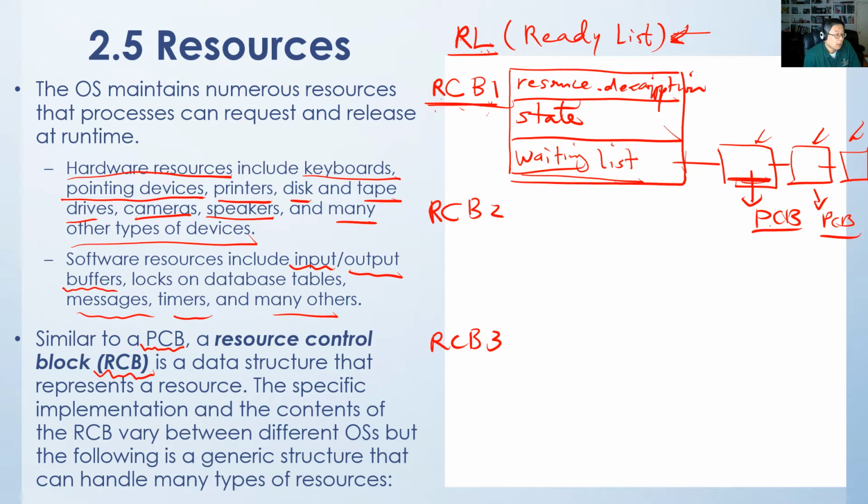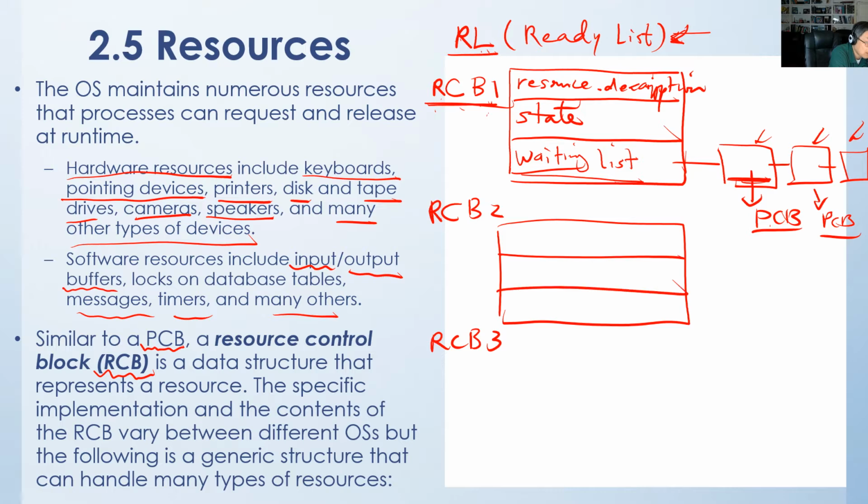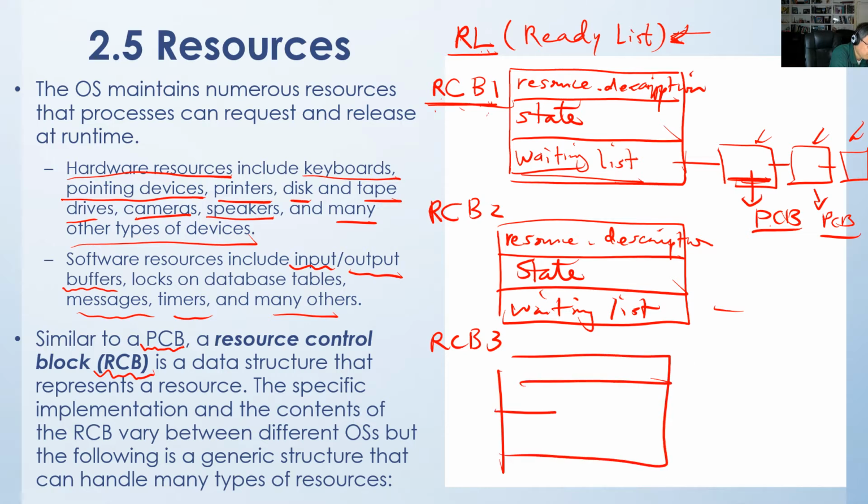Okay. Now, same thing for the resource 2. So there's a resource description, state, whether it's available or not, and wait list. Same thing for resource 3.